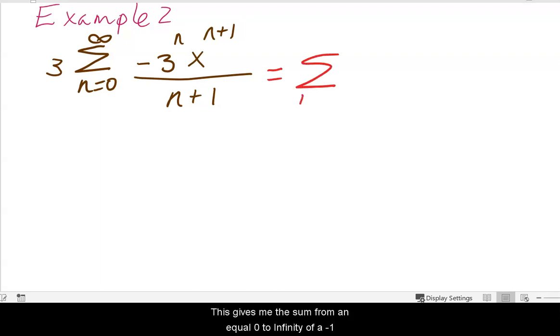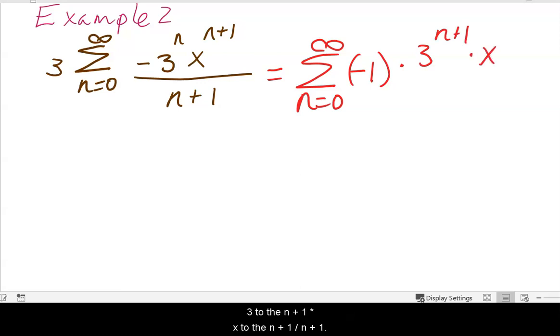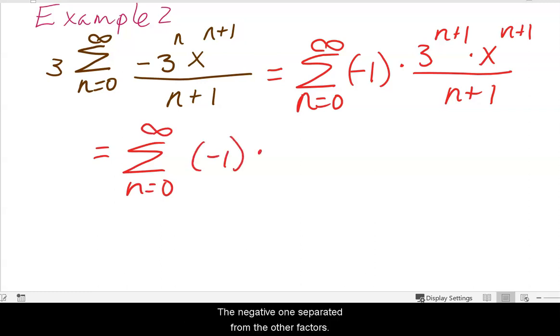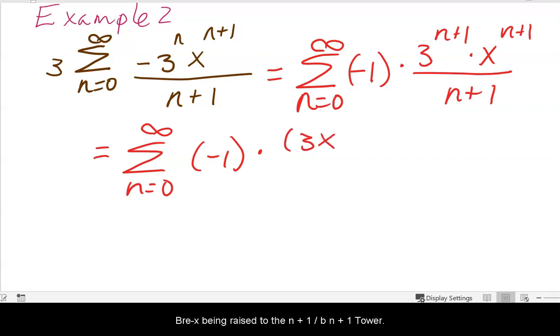This gives me the sum from n equals 0 to infinity of a negative 1 times 3 to the n plus 1 times x to the n plus 1 divided by n plus 1. I can then pull the 3x together into the same base since they have the same power, and this will let me rewrite it into this form, with the negative 1 separated from the other factors, 3x being raised to the n plus 1 divided by the n plus 1 power.